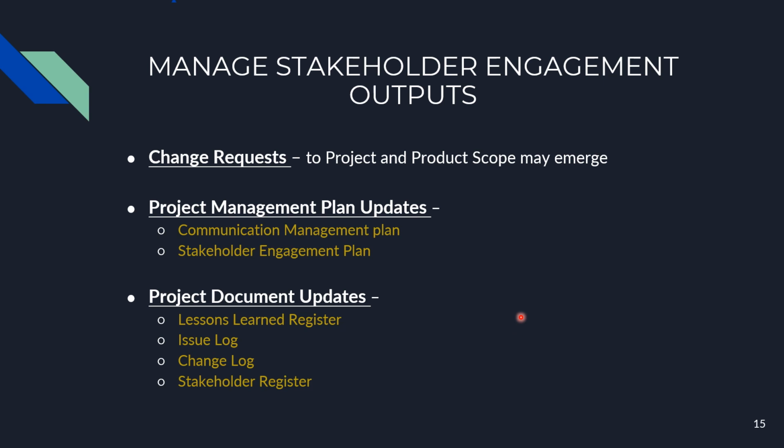The outputs of manage stakeholder engagement are change requests, which can emerge whenever there is a change in the project and product scope. Project management plan updates in the form of updates to the communication management plan and stakeholder engagement plan. Project document updates in the form of updates to the lessons learned register, issue log, change log, and stakeholder register.